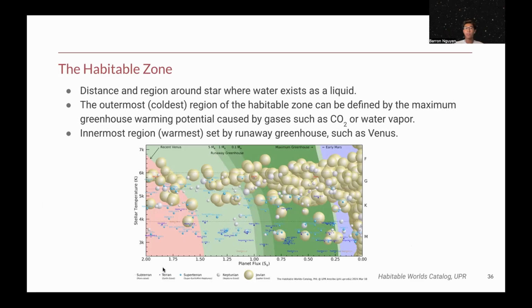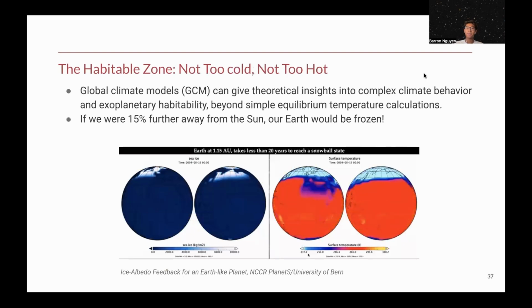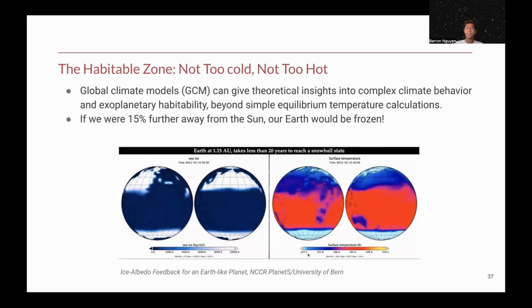So we have Earth-like planets, Terran planets, Jovian planets like Jupiter, the Neptune-like planets, Neptunian, and also planets that are slightly bigger than Earth, super Terran or super Earths, and then slightly smaller than Earth, sub-Terran or mini Earths. So these are all the exoplanets we discovered that may be in the habitable zone. Doesn't mean they're habitable, it just means that they're in the zone. So the habitable zone is not too cold and not too hot.